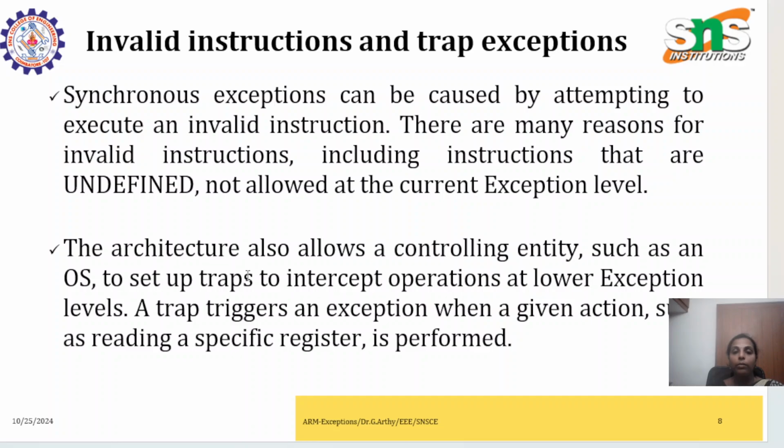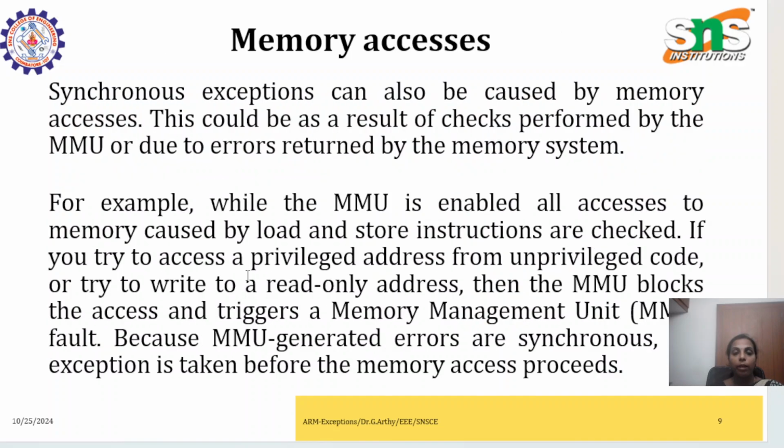Then we have invalid instructions. Synchronous exceptions can be caused by attempting to execute an individual instruction. There are many reasons for invalid instructions, including instructions that are undefined or not allowed at the current exception level. The architecture also allows a controlling entity such as an OS to set up traps to intercept operations at lower exception levels.